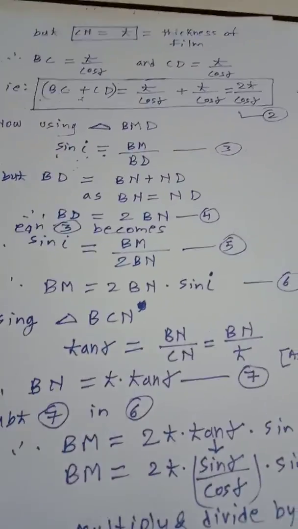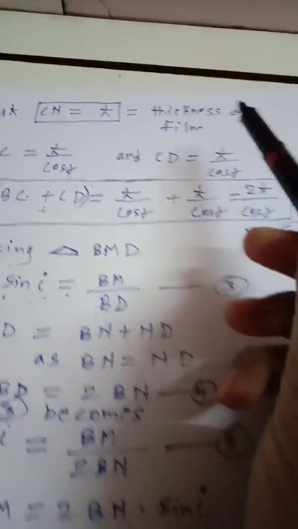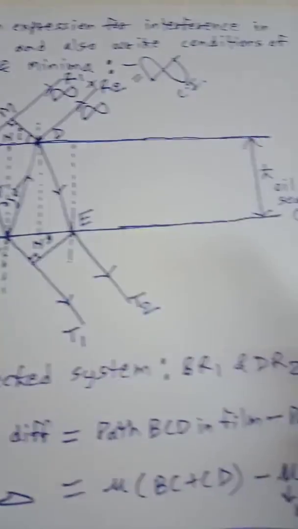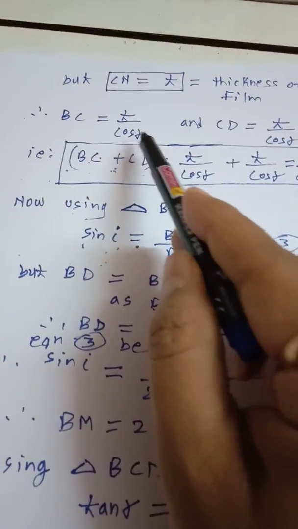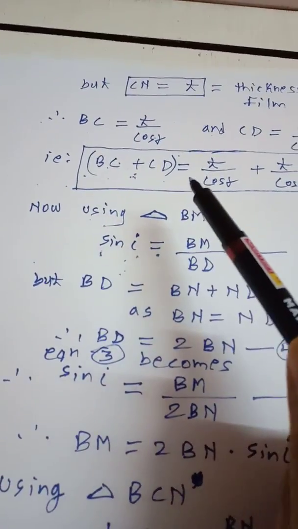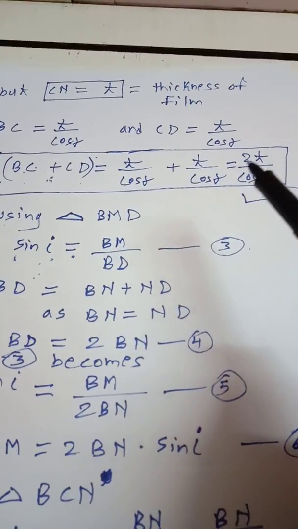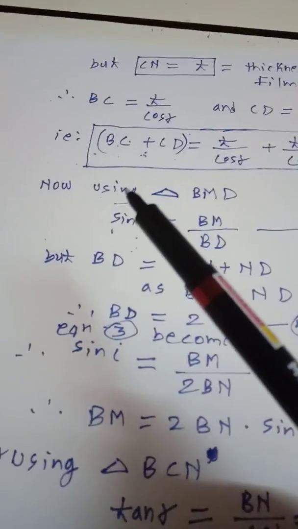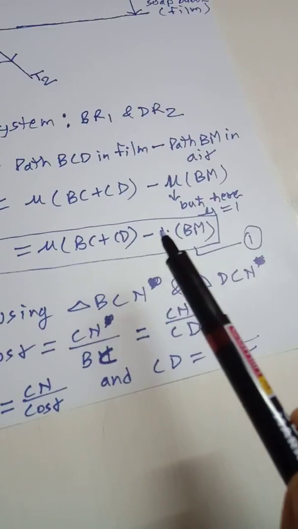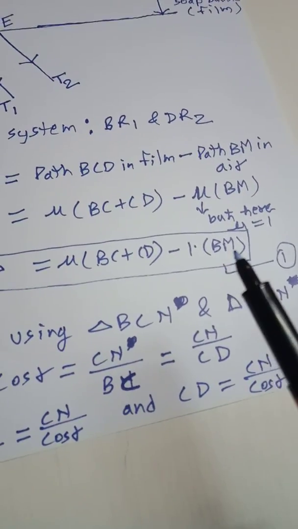What is CN? CN is the thickness of the film we have taken. See, this is the CN. So BC is equal to t upon cos r, and CD is t upon cos r. Therefore, adding BC plus CD, we get 2t upon cos r. Now we got BC plus CD, which we can substitute in equation number 1. Now our target is to calculate BM.